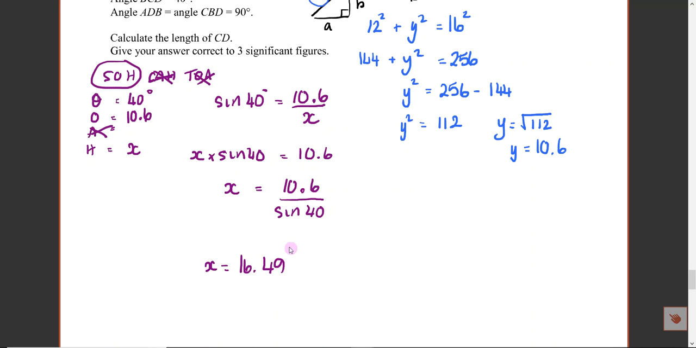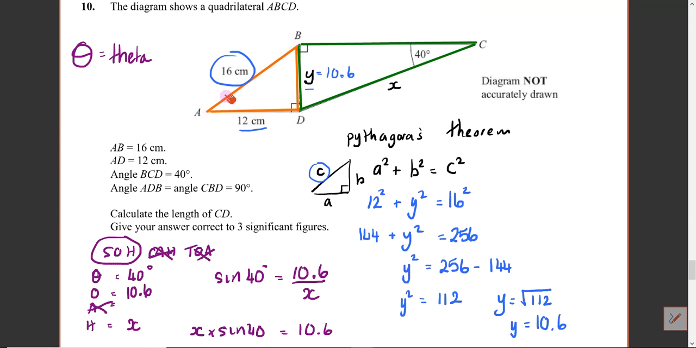16.49. Okay, let's just check. It says give your answer correct to 3 significant figures. So that should be 16.5.